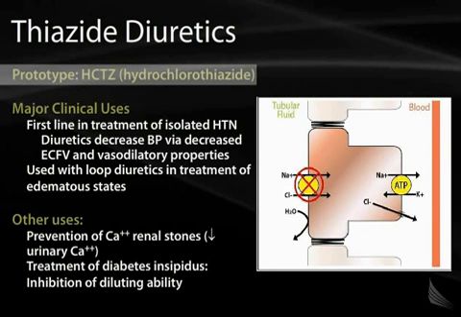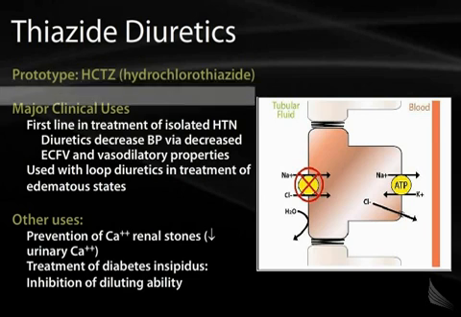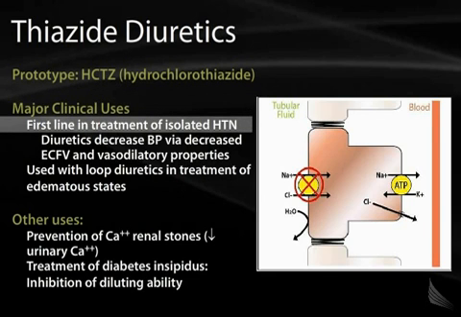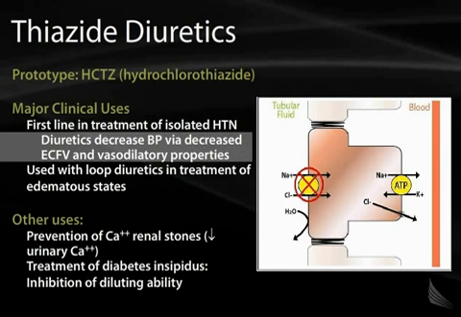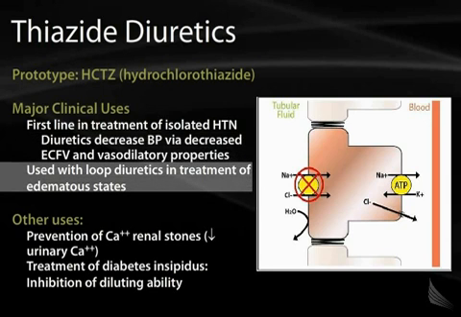The prototype of thiazide diuretics is hydrochlorothiazide. The major clinical use is that it is the first line in the treatment of isolated hypertension. Thiazide-type diuretics decrease blood pressure via decreasing effective circulating volume, as well as vasodilatory properties that are not well understood. Oftentimes they're used with loop diuretics in treatment of edematous states.